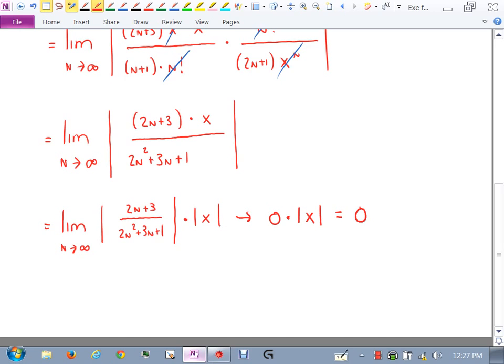Now, what does the ratio test require for convergence? Because that's what we just ran, right? This has got to be less than 1. Is it? Therefore, what does that tell us? Therefore, by the ratio test, which I already stated above, this series converges, right?